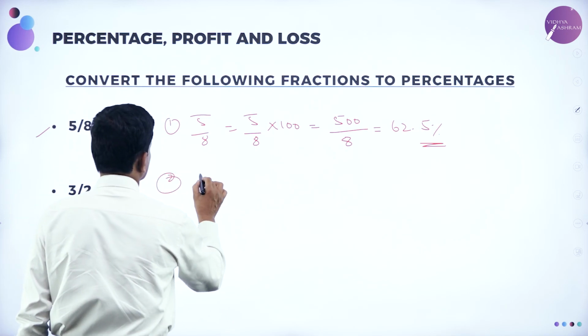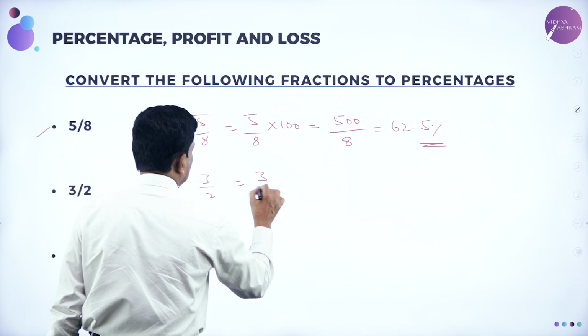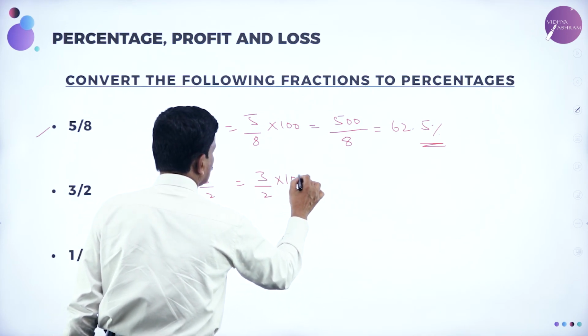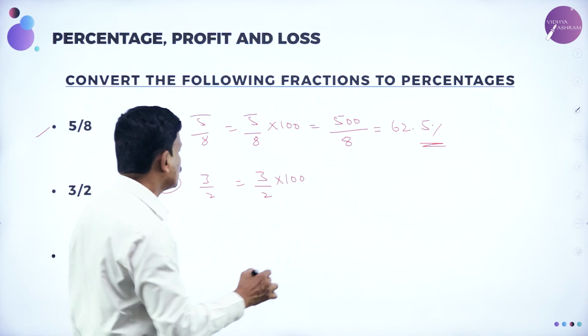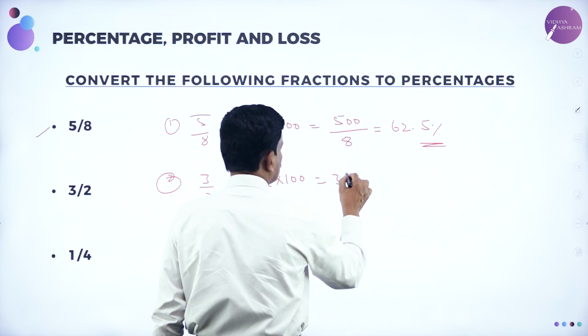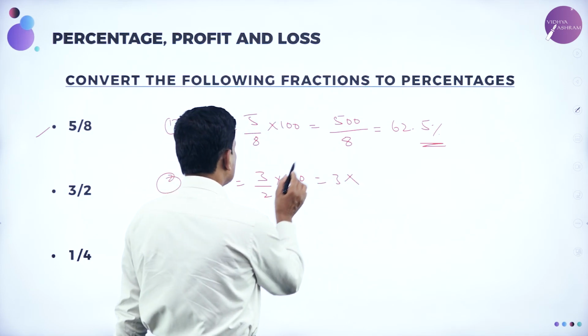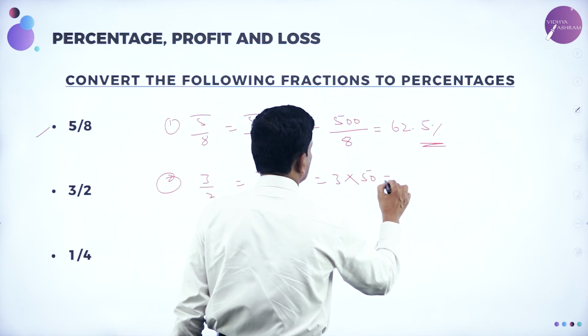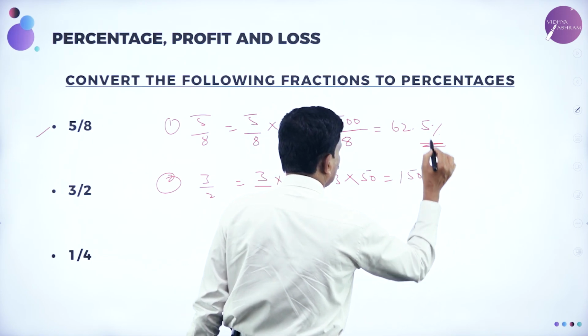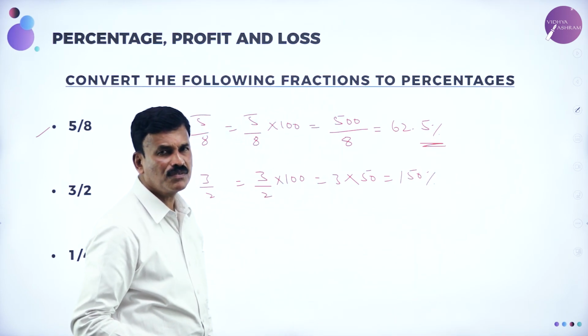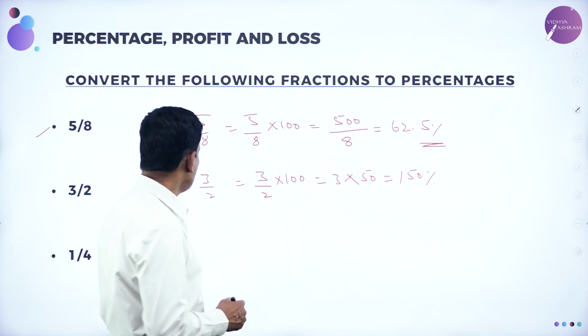The second one, 3 by 2. 3 by 2 into 100. It is possible to divide it, so 100 by 2 is nothing but 50. 3 fifties are 150. This is 150%. Right. Now move on to the next one.